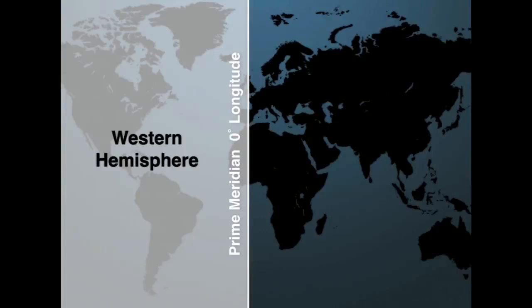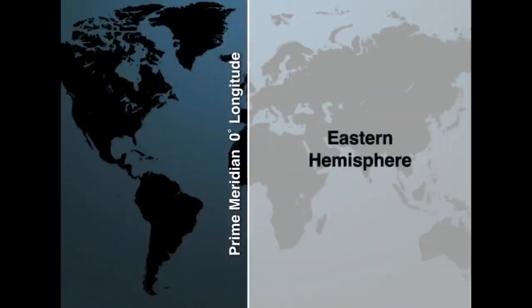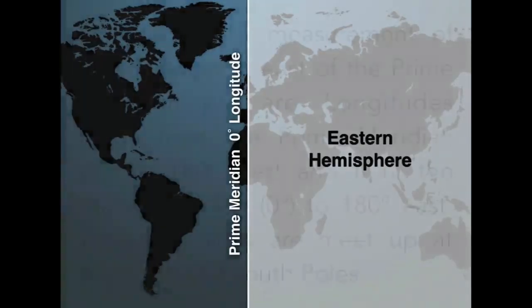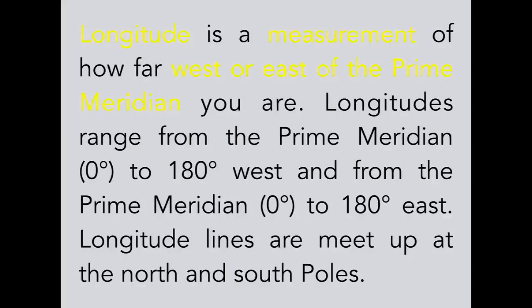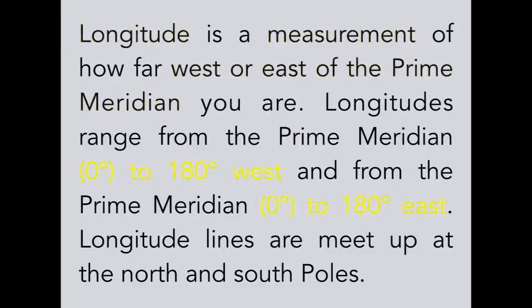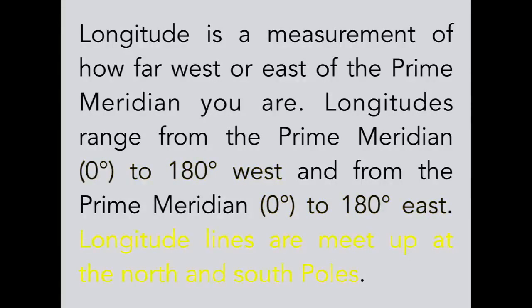This is the western hemisphere on the left, and this is the eastern hemisphere on the right. Always remember that North America and South America are western hemisphere continents. Okay? Longitude is a measurement of how far west or east you are of the prime meridian. Longitudes range from the prime meridian, which is 0 degrees, to 180 degrees west, and from the prime meridian to 180 degrees east. Longitude lines meet up at the north and south poles.